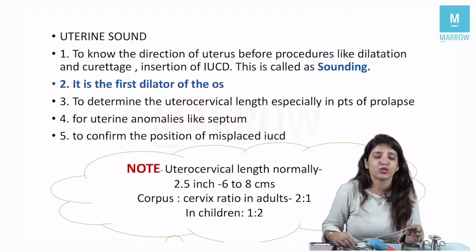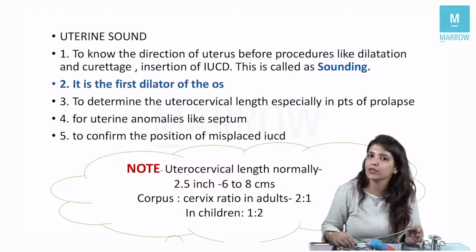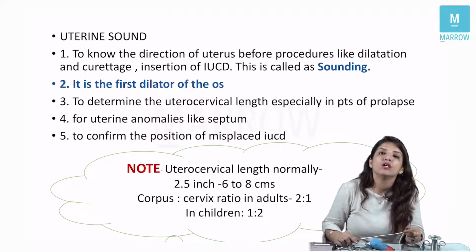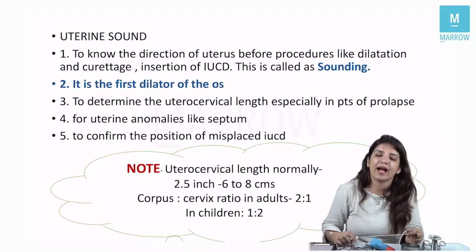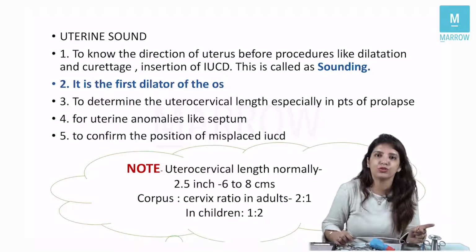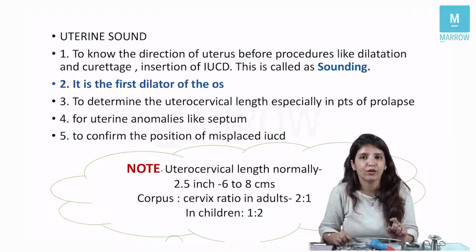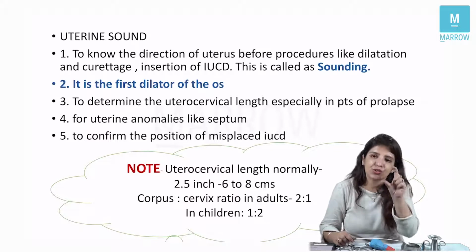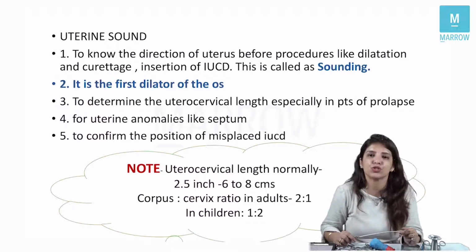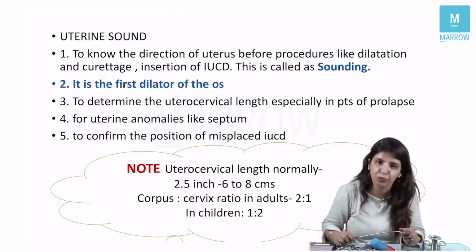The second thing which they can ask you is what is the corpus to cervix ratio in adults? The uterine body is called the corpus. So the corpus to cervix ratio in adults is 2:1, or it can be 3:1 also. But remember, in childhood, this ratio is reversed. In children, it is the cervix which is longer than the uterus. So the corpus to cervix ratio in children is 1:2.